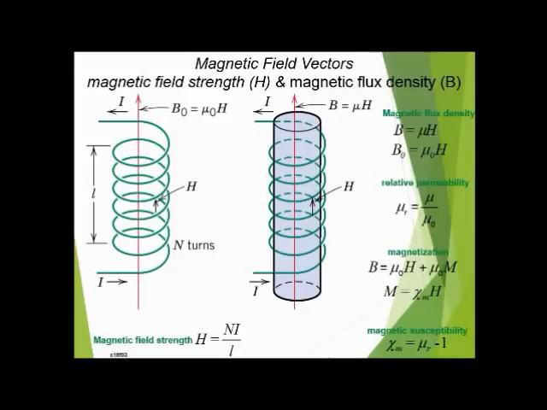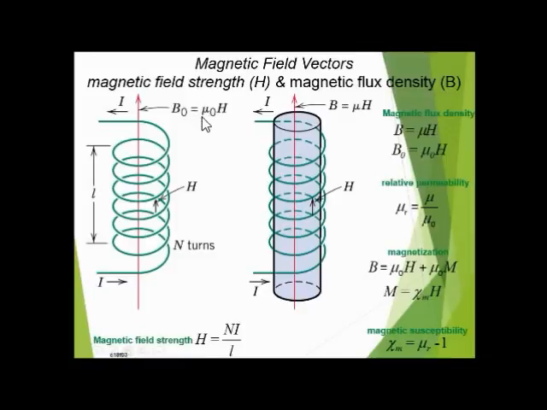Now coming to the magnetic field vectors, we have two types: the magnetic field strength and the magnetic flux density. Magnetic field strength is denoted as H, and magnetic flux density is denoted as B. You can see a solenoid-type structure in which current is flowing, and a magnetic field appears around it. The magnetic flux density is given by B0 equals mu0 into H.